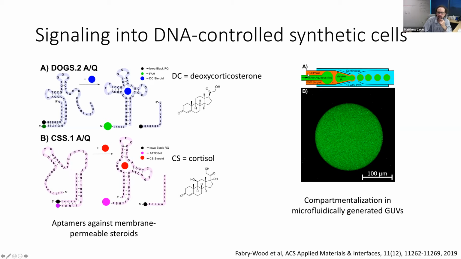And then the oil phase, DOPC lipid, comes in around it, and then this is pinched off by this outer aqueous phase with PVA, which stabilizes these GUVs in the collection tube on the right. And this is just an image of one of those.